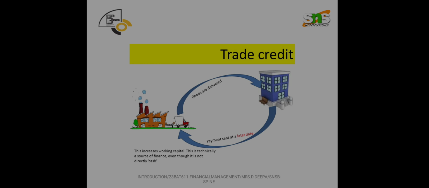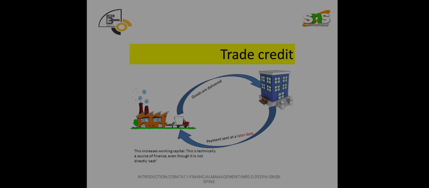The diagram is given here: one party is the buyer, another party is the seller. So goods are delivered by the seller, and on the opposite side, the buyer sends the payment at a later date. So payment is not made readily to the seller; after a certain period of time, the buyer makes the payment to the seller. And what is the purpose? This increases the working capital.